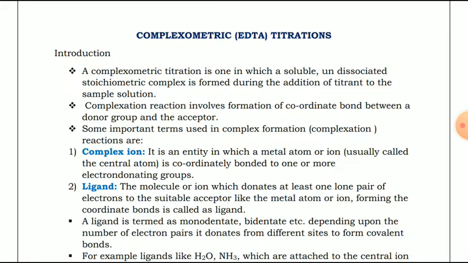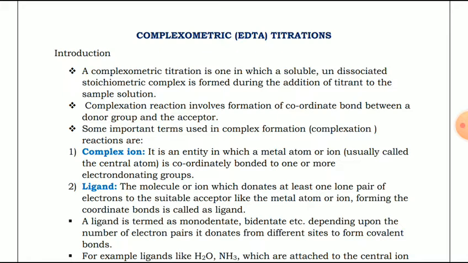There are some basic terms used in complex formation or complexation reactions. There are a total of three terms. The first term is the complex ion. What is meant by complex ion? It is an entity in which a metal atom or ion, usually called the central atom, is coordinately bonded to one or more electron-donating groups.